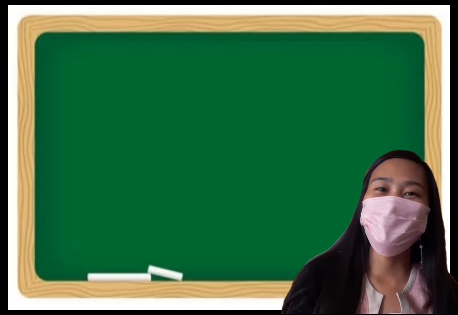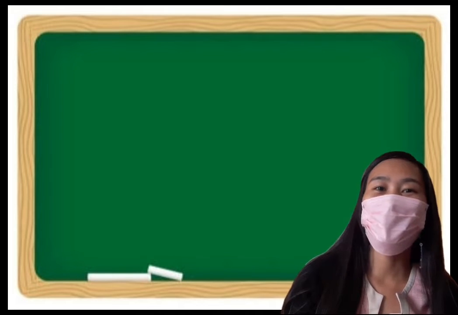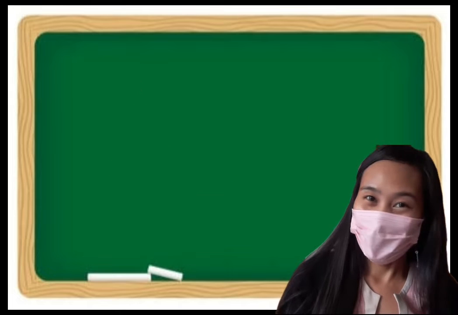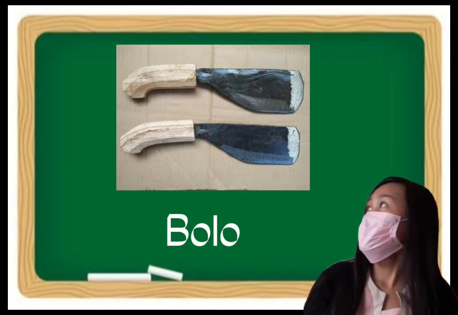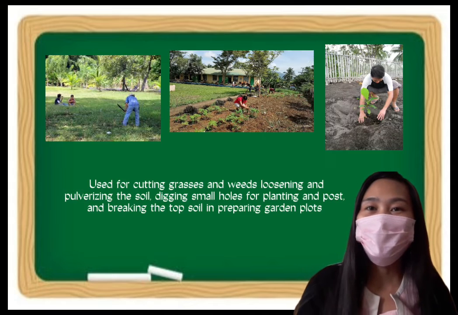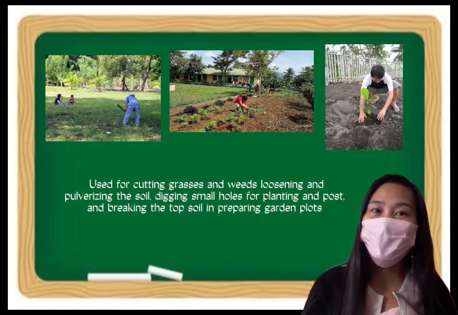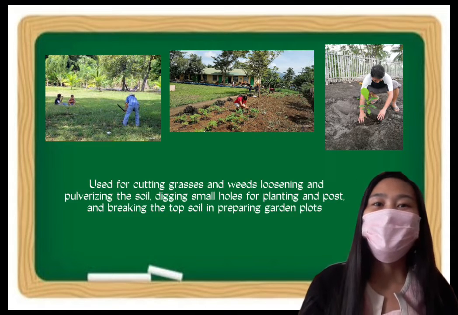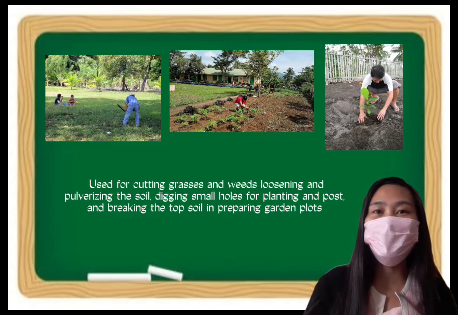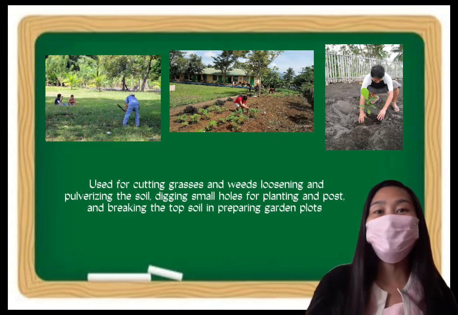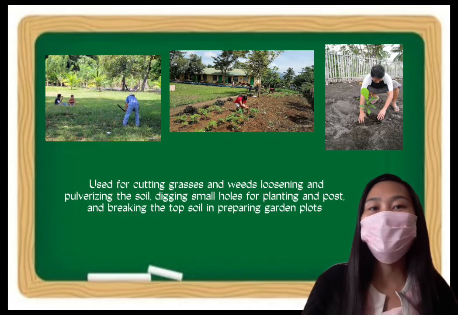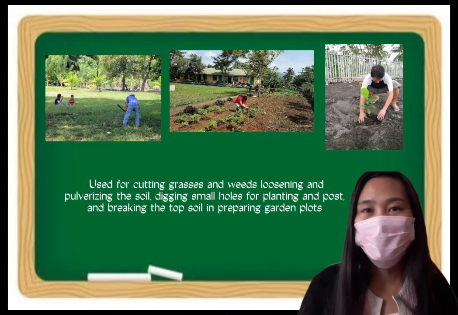Who wants to volunteer to read number 1? Okay, Angeline, please stand up. Okay, thank you. This is the picture of bolo. Bolo is used for cutting grasses and weeds, loosening and pulverizing the soil. And also, it is used for digging small holes for planting posts and breaking the topsoils in preparing garden plots if no other tools are available.